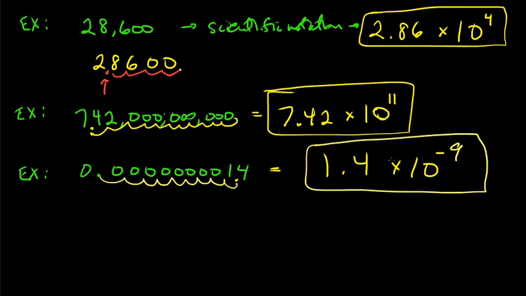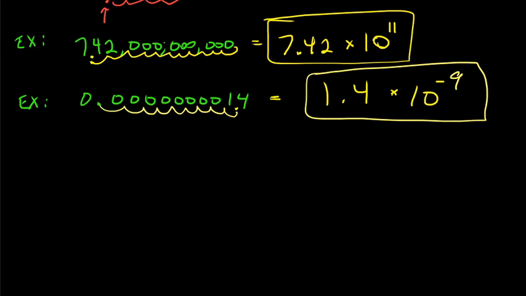Oh, and this is not an x, right? This is just the times symbol here. So sometimes I'll use a dot to represent multiply. And as long as it's not confusing, a little x can also mean multiply. Right, so small numbers get negative exponents, big numbers get positive exponents.